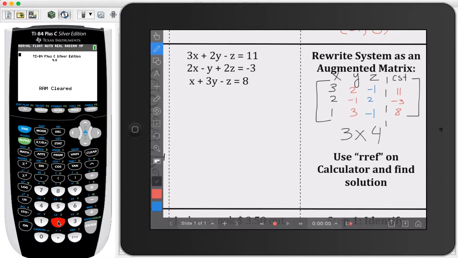Now to put the values in, you go to second matrix to access the matrix menu. You move over twice to edit, then you press enter. You put the dimensions, so 3, enter, 4. Then you start putting the elements in, so in order, 3, enter, 2, enter, negative 1, enter, 11. Always double check that you're entering the values correctly.